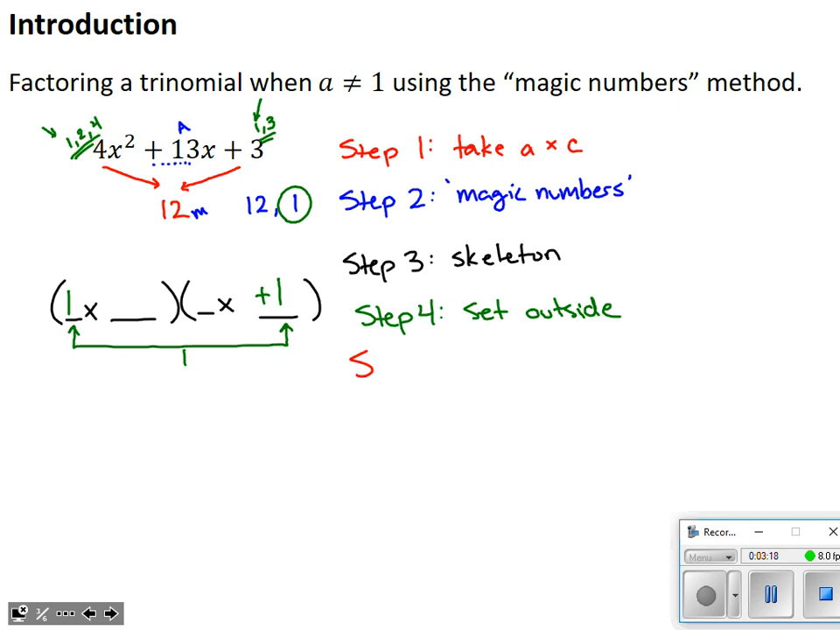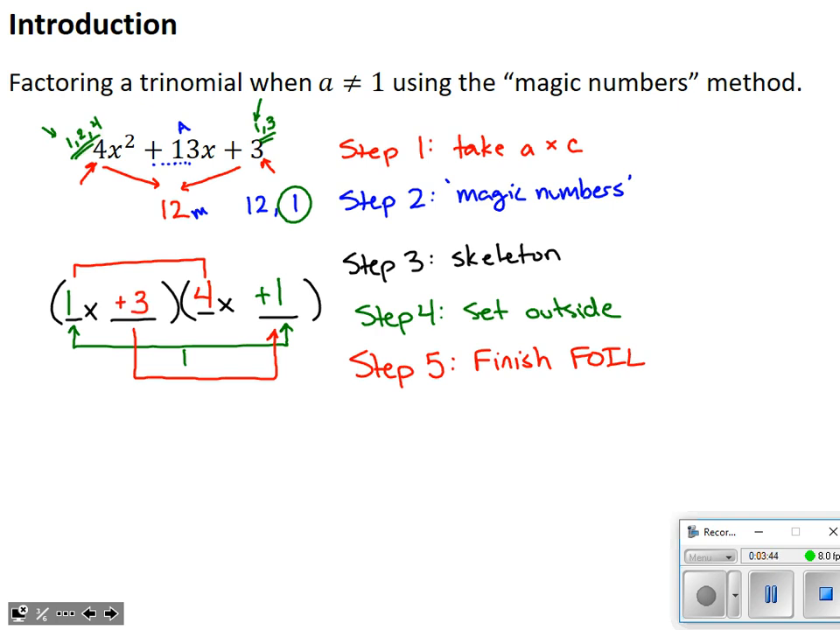All right. And then step 5 is to finish by thinking through FOIL. So first times first had to make 4x squared. That's 1x times what? This has to be a 4. All right. Then last times last, that had to make a 3. Something times 1, that has to be plus 3.